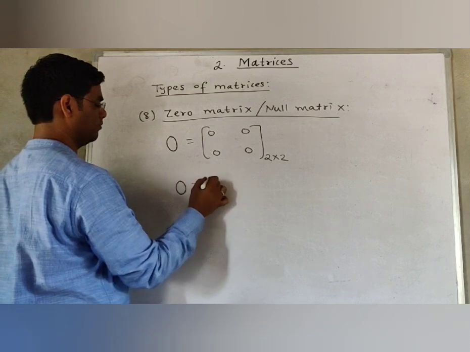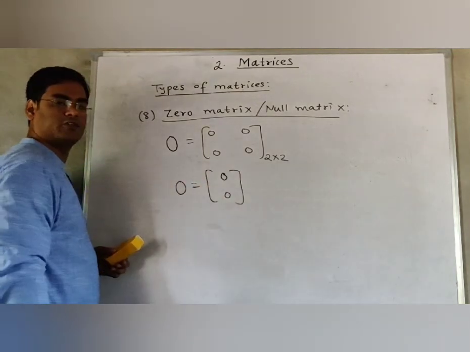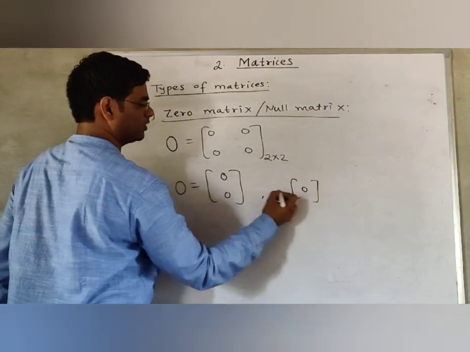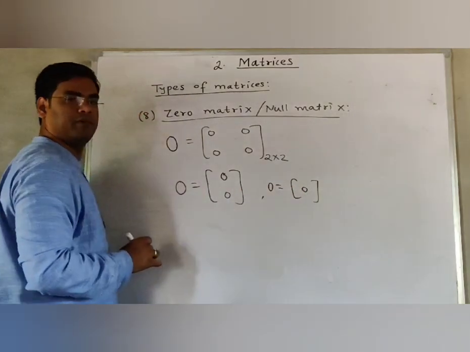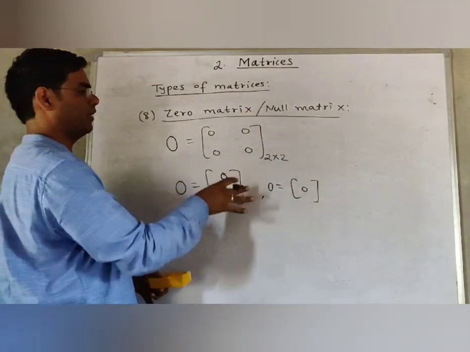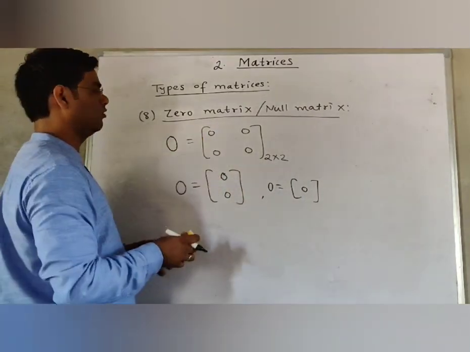Let us take another example: 0, 0. This is also an example of null matrix or zero matrix because all the elements are 0. So zero matrix or null matrix may be a square or a rectangular matrix.